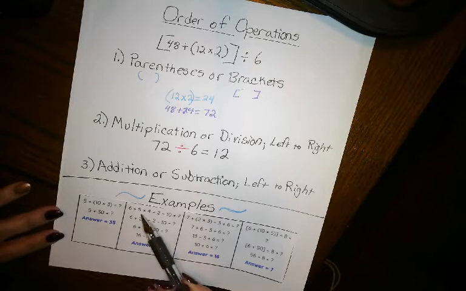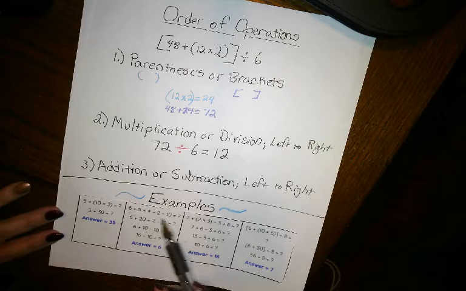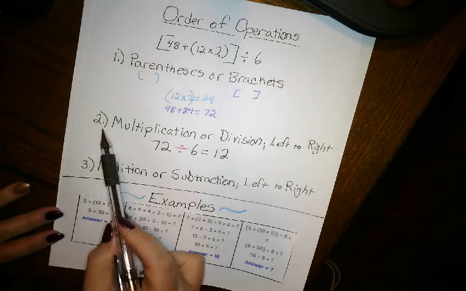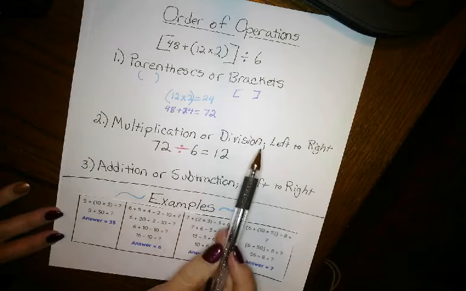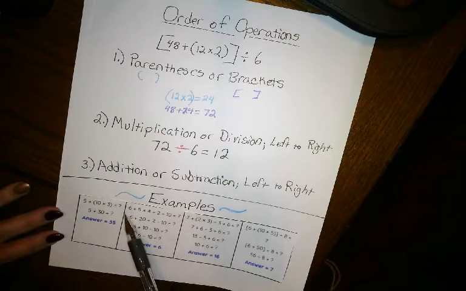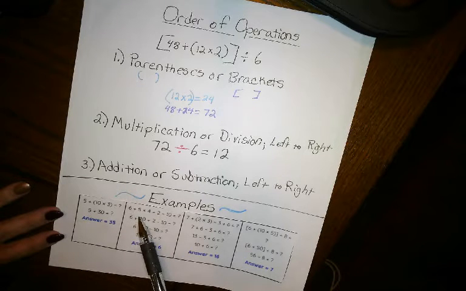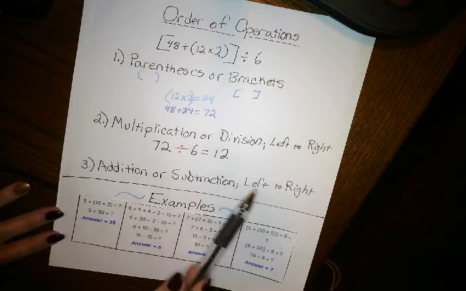Now we come to another problem here. Notice there are no parentheses or brackets, so I immediately go on to my very next step, which is to take care of multiplication or division in order from left to right. So I want to look and see, do I have any multiplication? Oh, there's multiplication here. Then I see division. What do I do first? I have to do whatever comes first from left to right.